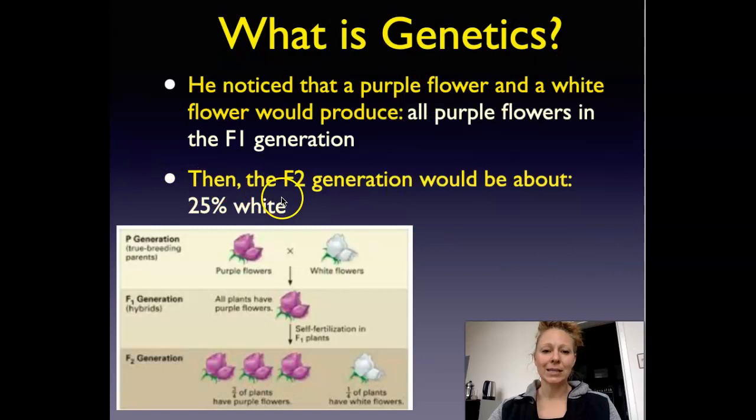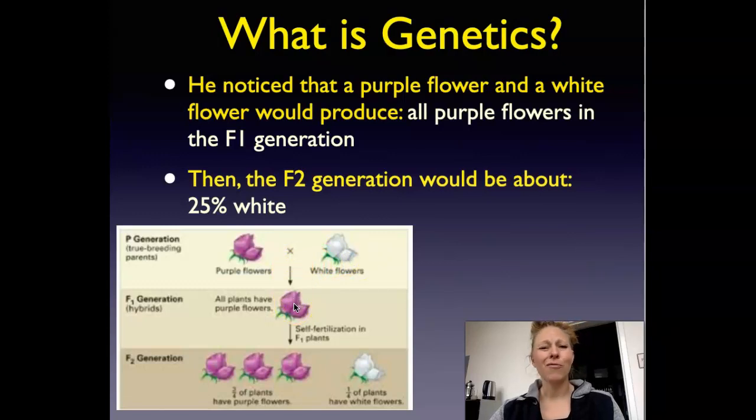So what he did is he noticed that a purple flower and a white flower would produce all purple flowers in the F1 generation. So let's define some things here. Right here we have the P generation, or the parent generation. So this should make sense that we have two parents, and these parents are a purple flower and a white flower. And the F1 generation is the offspring.